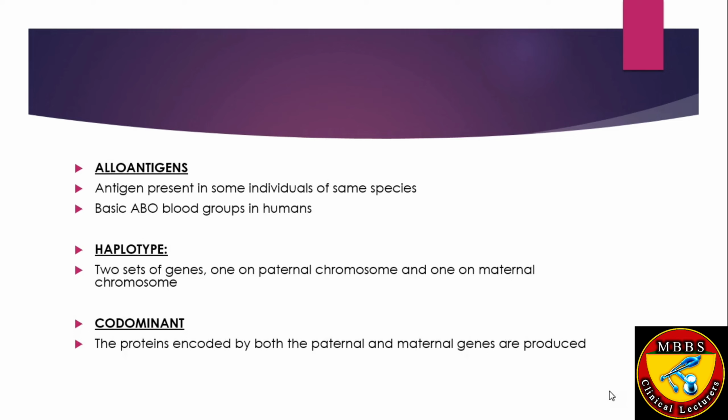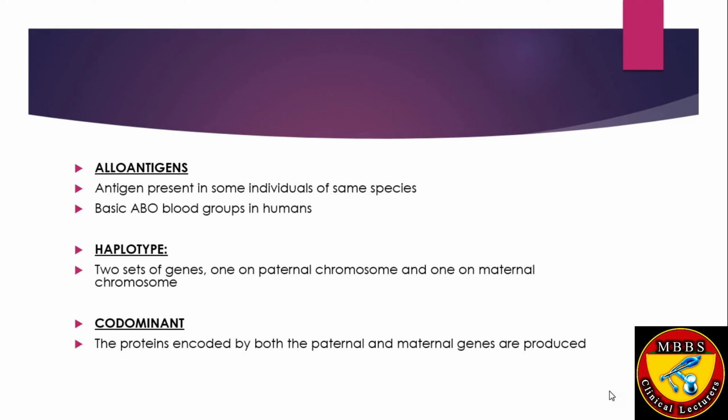Okay, another term is alloantigens. Alloantigens means those antigens which are present in some individuals of the same species, like the basic ABO blood group systems in humans. We all have the ABO blood group, but somebody is A positive, another person is B positive, and so on. So these are antigens which are not the same in every individual, but can differ from person to person. Haplotypes means two sets of genes, where one set is on the paternal chromosome and the second one is on the maternal chromosome.